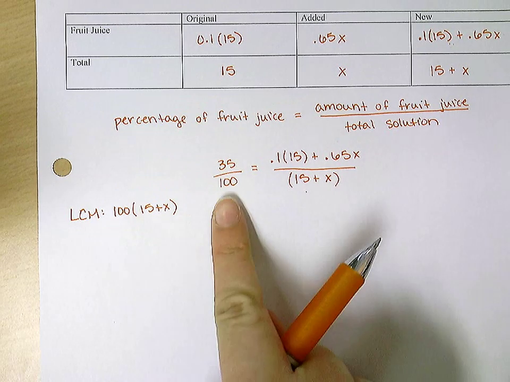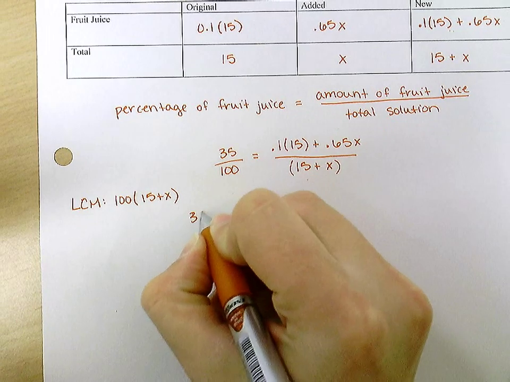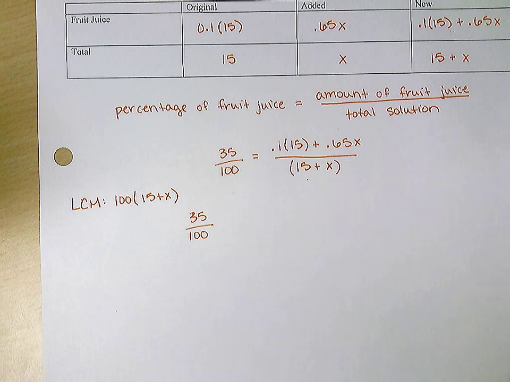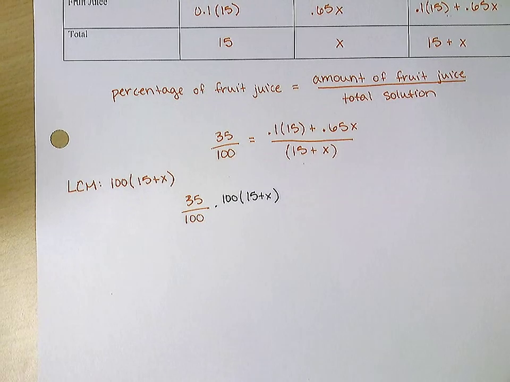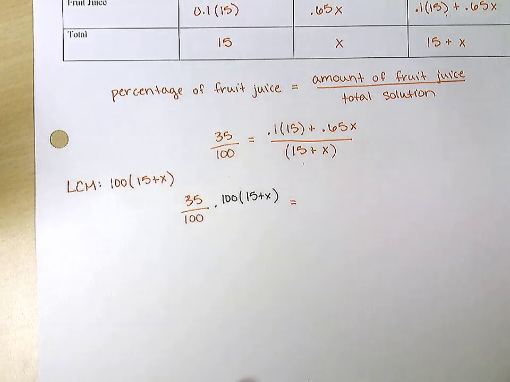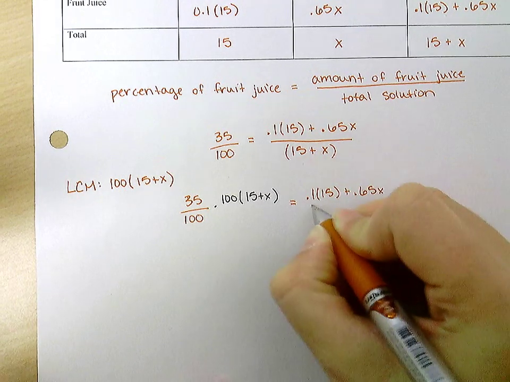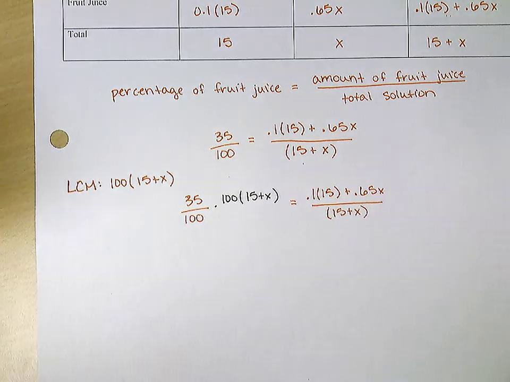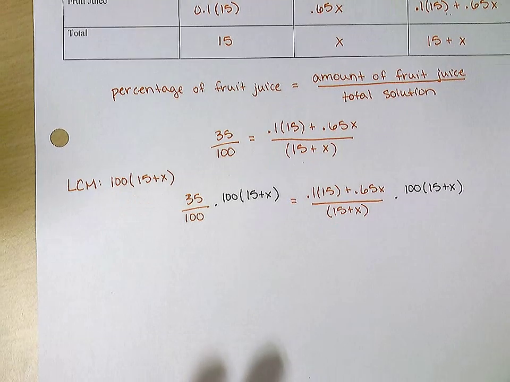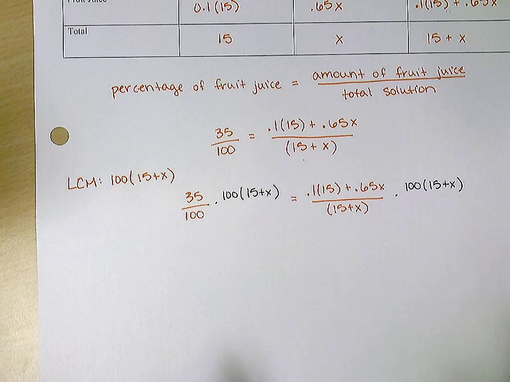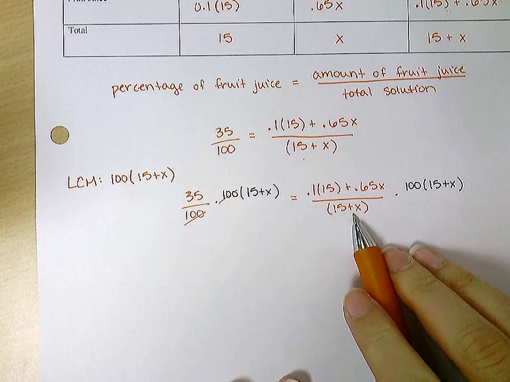This LCM is what I need to multiply into both of those fractions to get rid of the denominator. Starting with our first fraction here, we have 35 over 100. We need to multiply that by that LCM, so 100 times 15 plus x. Same thing with this second fraction here, 0.1 times 15 plus 0.65x over 15 plus x, and again, multiply that by the LCM. I am multiplying by the LCM so I can cancel out these denominators. So here I have 100 over 100, and on this one I have 15 plus x over 15 plus x.